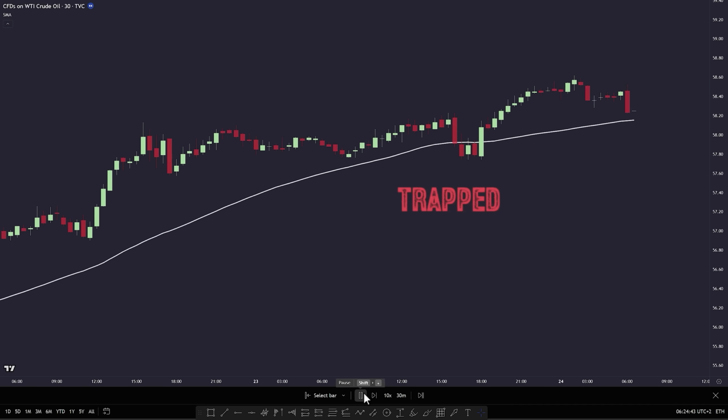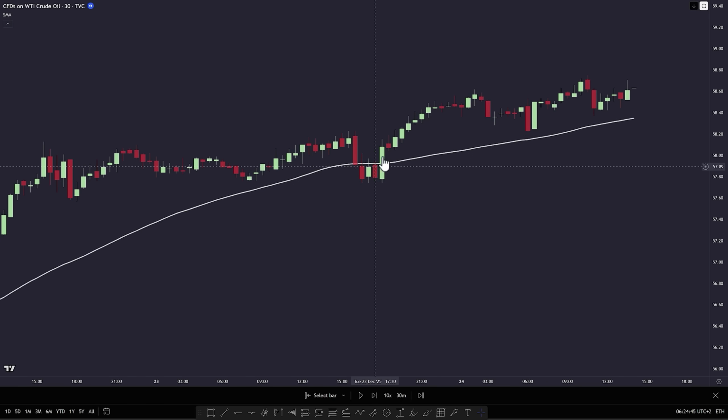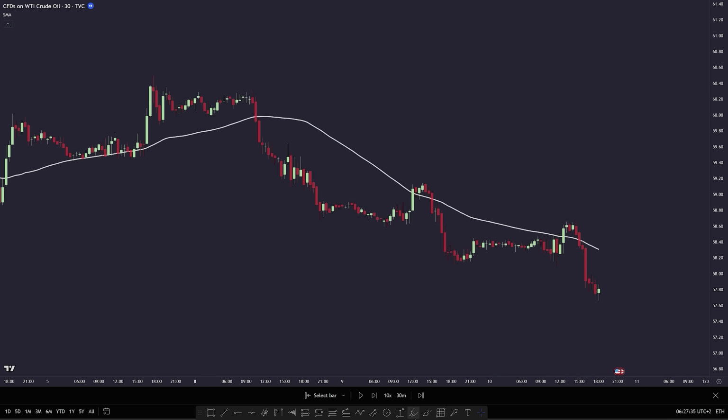Every short is now trapped. Their stops are triggering above the moving average, and the momentum from their exits is pushing price even higher. This isn't a random failure. This is how the market is designed to work.